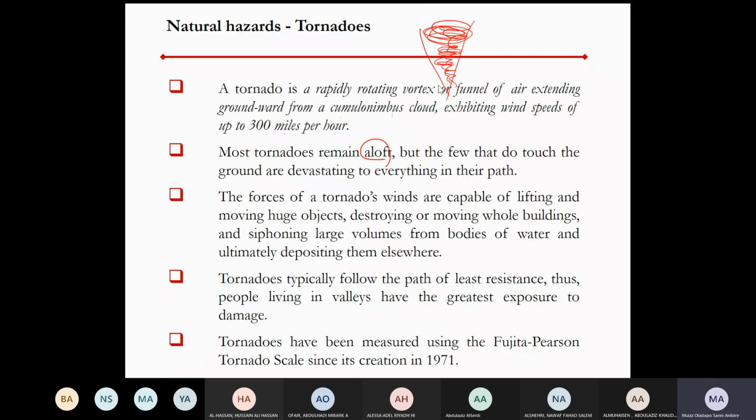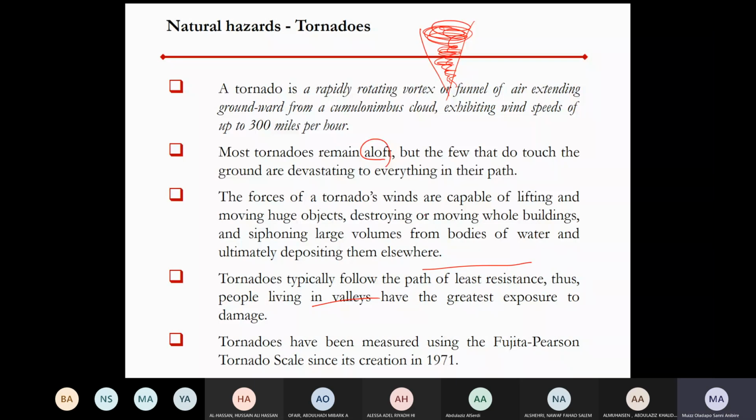So the forces of tornado wind speeds are capable of lifting and moving huge objects. They could carry huge objects into their vortex and keep rotating them and finally dump them somewhere else, destroying or moving whole buildings and siphoning large volumes from bodies of water and ultimately depositing them elsewhere. So tornadoes typically follow the path of least resistance, not where you have rocks and things like that. So they'll follow valleys, that have the greatest exposure. Buildings and people living in valleys will have the greatest exposure to damage.